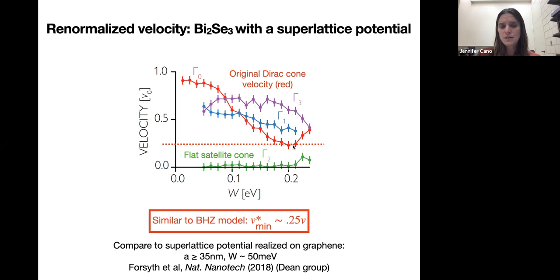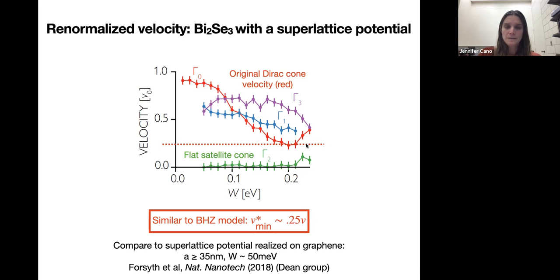Now, how realistic are these parameters? This idea, making a spatially modulated superlattice potential, was carried out in Corey Dean's group a few years ago on graphene. There, the smallest superlattice they realized was around 35 nanometers, and the potential went up to around 50 MeV. In the model that we just did, the superlattice is 12 nanometers, and to reach this absolute minimum, we're going up to 200 MeV. So it's slightly outside of their parameters, but it's within the same order of magnitude.